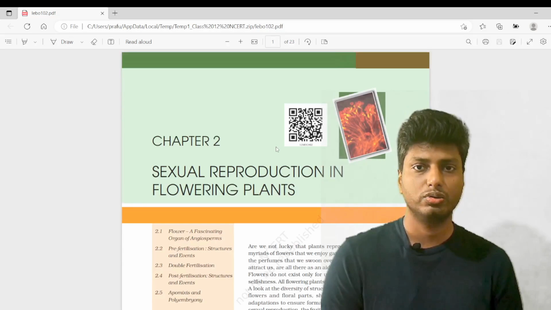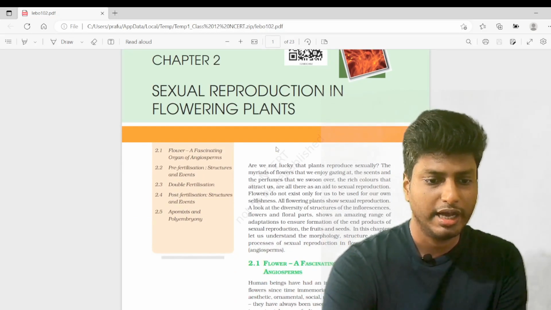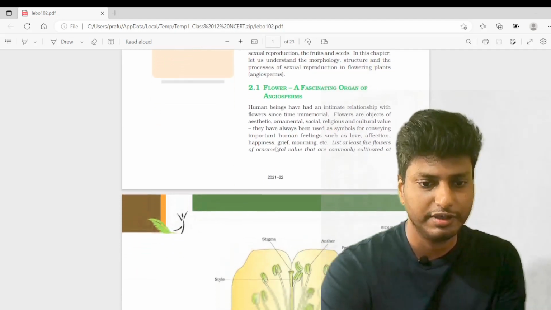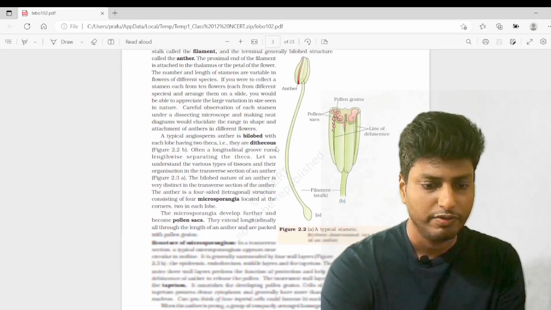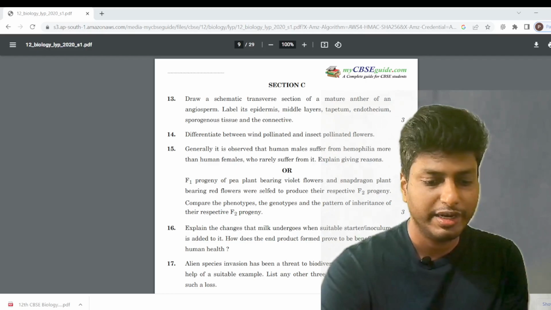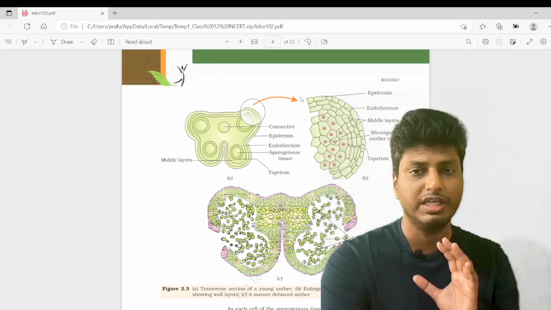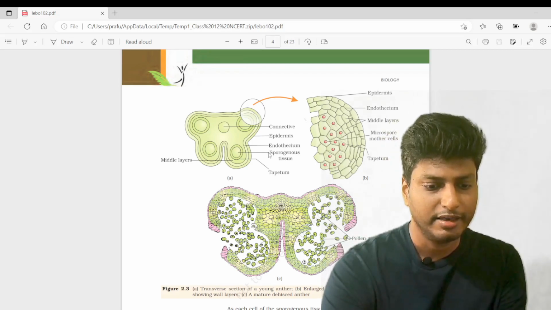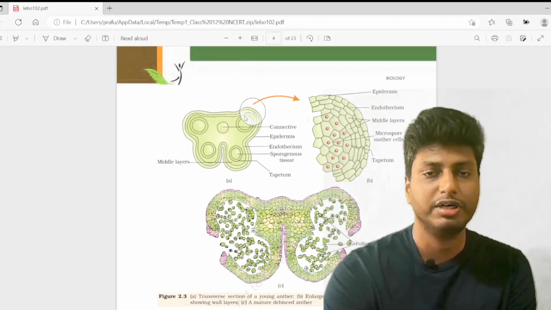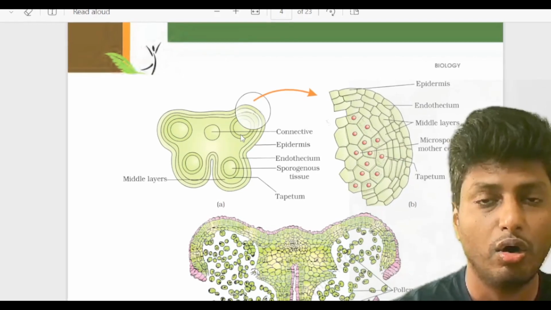This is chapter number 2 of unit number 6, Reproduction, of the 12th standard NCERT biology. In this chapter, the initial part consists of the diagram of a flower and the different parts of the flower. We will go directly to the explanation of the question asked. Whenever such a question comes, dear students, you should know the schematic representation of the anther. As you can see here, part A of the diagram is the TS, that is the transverse section, of the anther of an angiosperm.